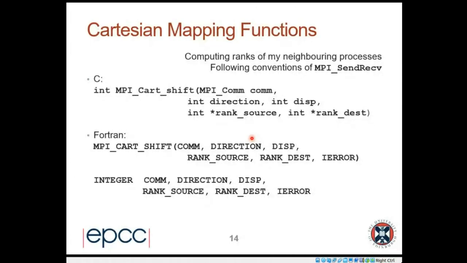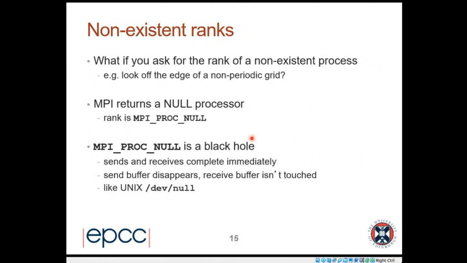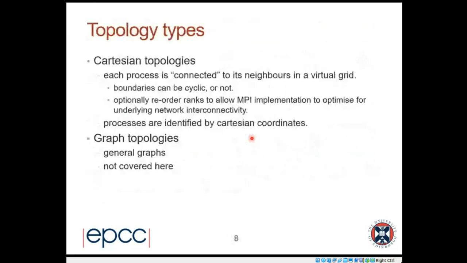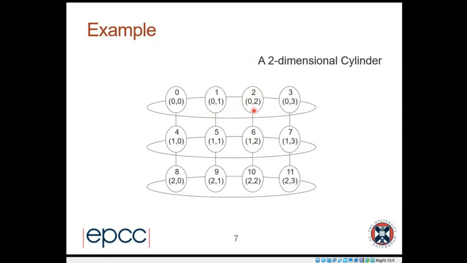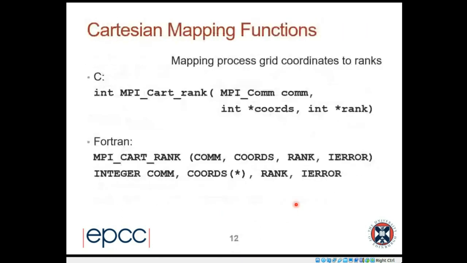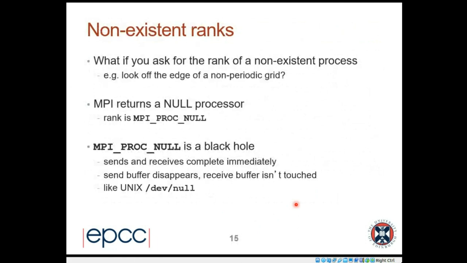And the nice thing about MPI_Cart_shift: what if you ask for the rank of a non-existent process? What if I ask with MPI_Cart_shift, who's my neighbor in that dimension or that dimension? Well, the nice thing is that MPI_Cart_shift respects the periodic boundary conditions. So if you ask for your neighbor up in the first dimension here, it will wrap round to 8. But if you ask for your neighbor in the positive direction in the other dimension, it will say it doesn't exist. What happens when you ask for the rank of a non-existent process? MPI returns a null process called MPI_PROC_NULL.